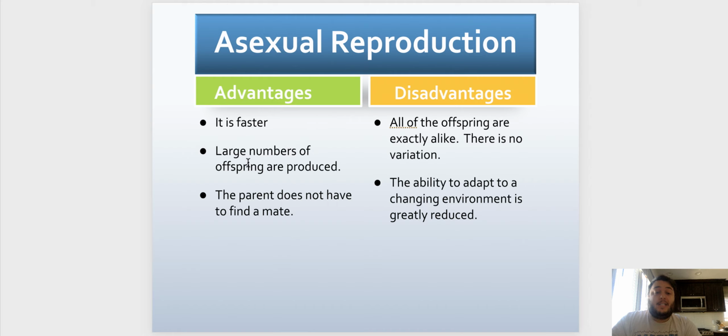The other advantage is that large numbers of offspring are produced. You're usually not going to have an asexually reproducing organism that just reproduces one, right? It will usually reproduce hundreds at a time. So it is advantageous because of its speed, because of its ease, right? Doesn't need to find a mate, and because of the quantity. Makes it a lot. The disadvantage, of course, is all of the offspring are exactly alike.